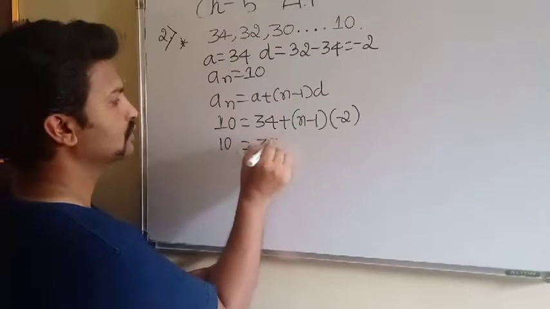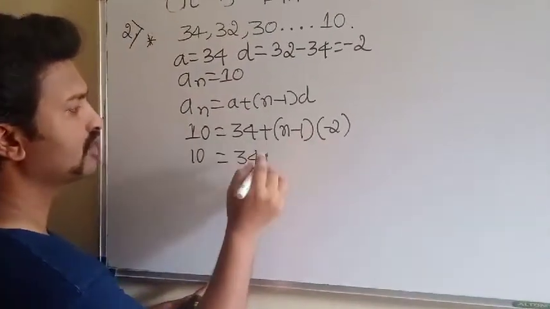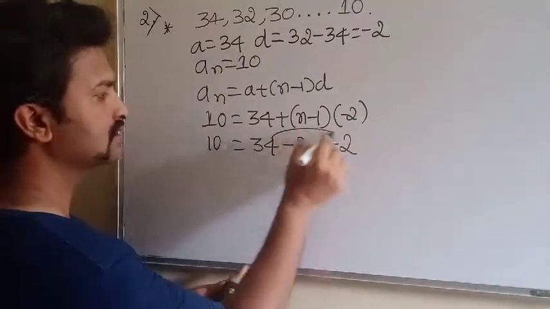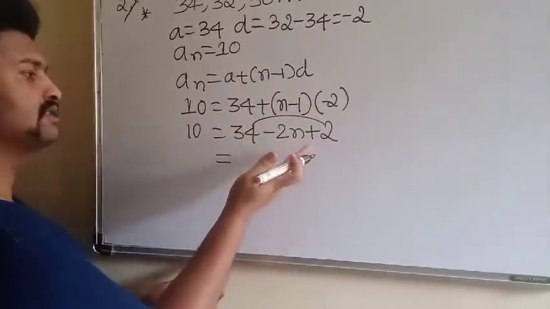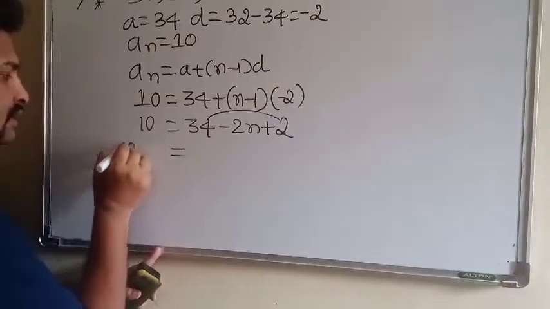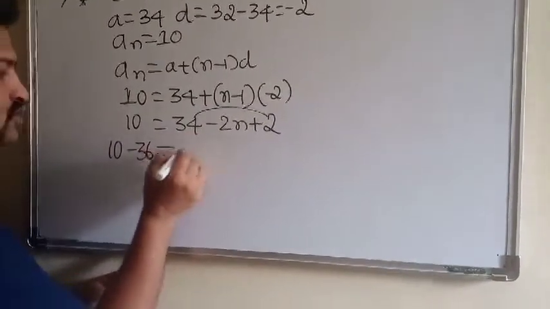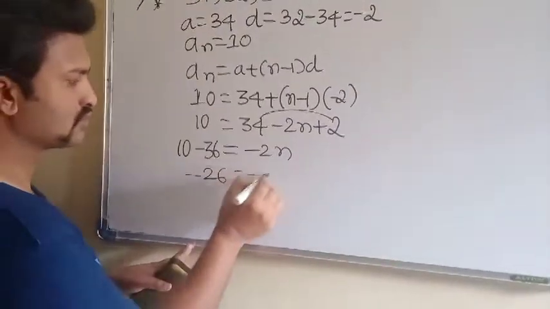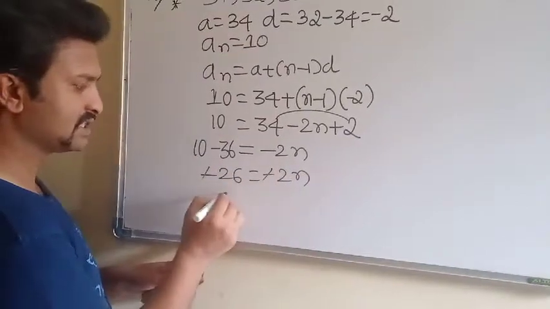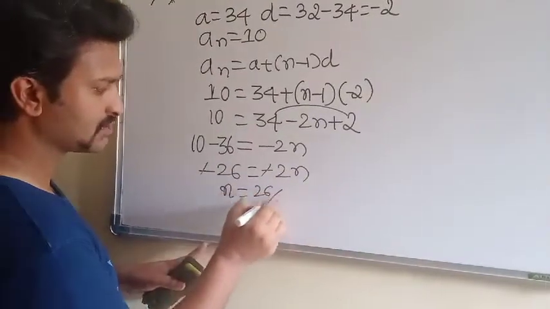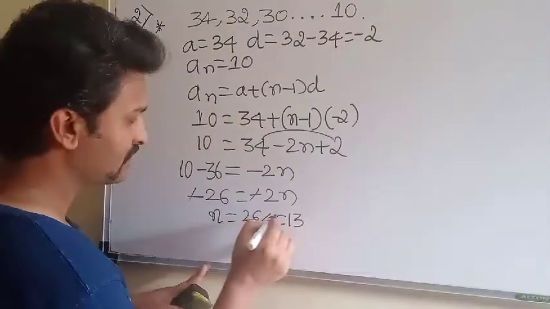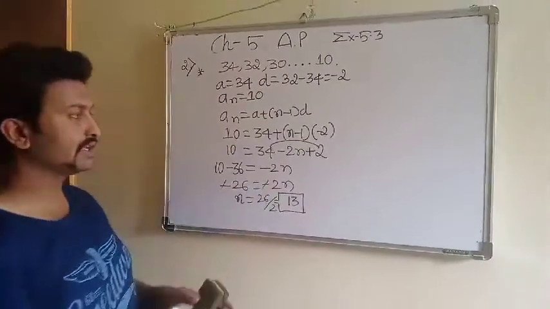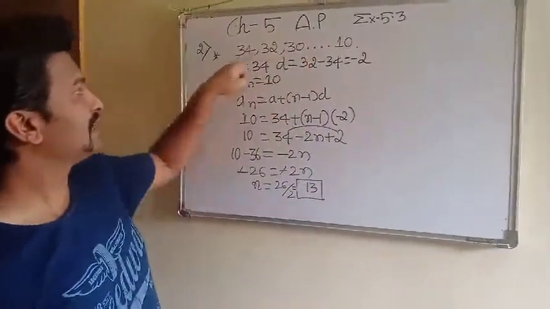10 equals 34 minus 2 into n minus 2n minus 2 into minus 1 plus 2. This is 36. You take this side, it becomes 10 minus 36 equals minus 2n. Okay, this is minus 26 equals minus 2n. Minus minus cancels. n equals 26 by 2, the n value we got is 13. n equals 13 numbers are there in the AP.